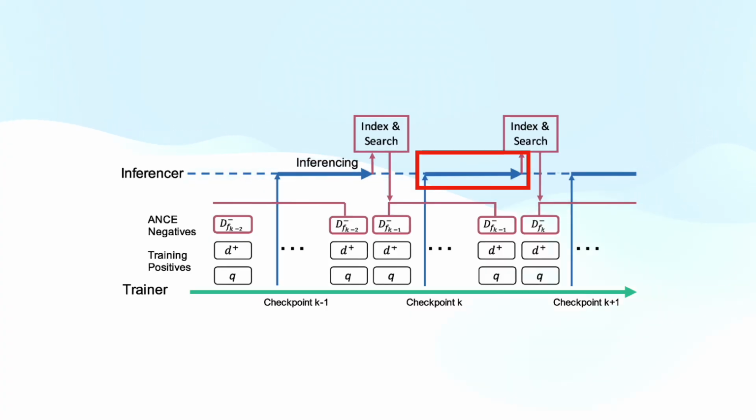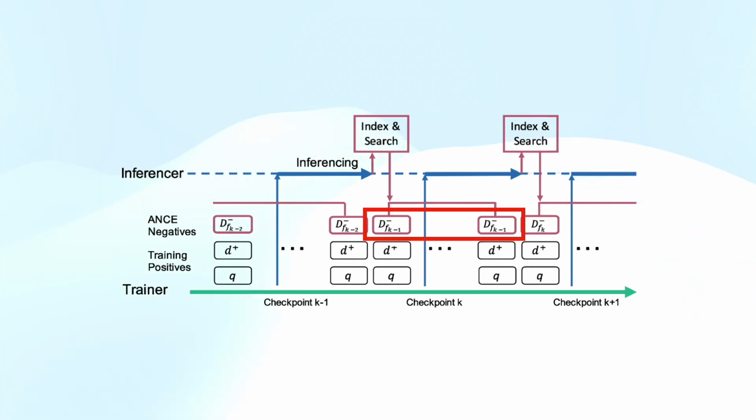First, in ANCE, inference runs using the latest checkpoint of the dense retrieval model, let's say checkpoint K, to recompute the encodings for the entire corpus. At the same time, the trainer continues its stochastic learning using negative documents retrieved from the index created by the previous checkpoint, which is checkpoint K-1.